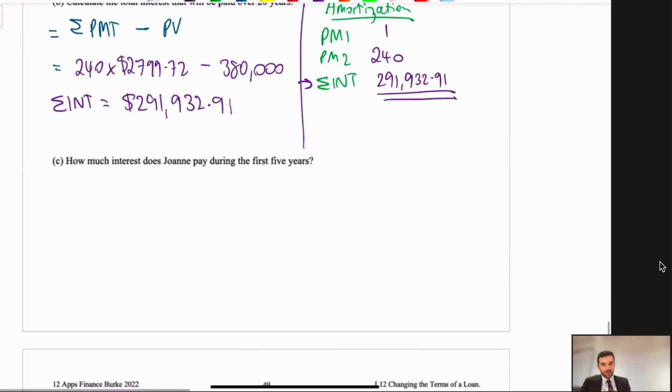Next question, how much interest does Joanne pay during the first 5 years? Okay, we're going to use amortization again. So PM1, we're going to start counting from installment period 1. And then PM2, we're going to stop counting when we get 5 years in. Now, 5 years in represents, remember their monthly payments, so 5 times 12, we're looking at 60. Okay, that comes from 5 lots of 12. Then we're going to click our sum of interest. Okay, and that will get our answer.